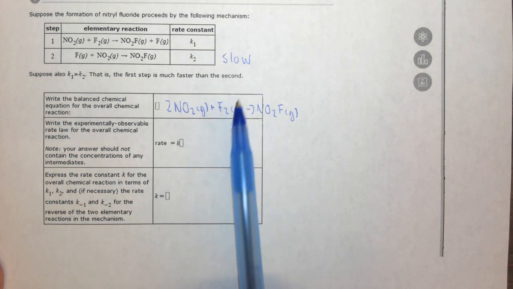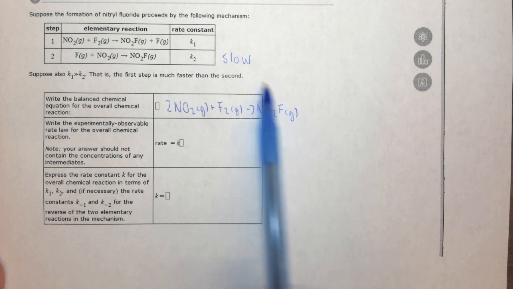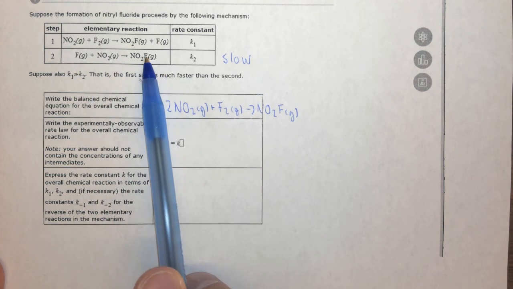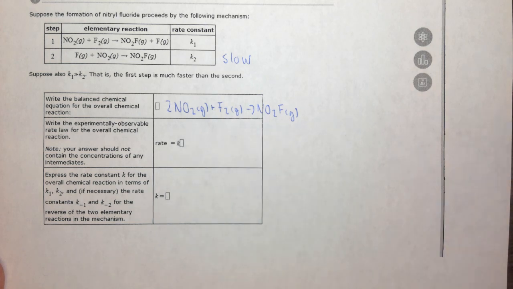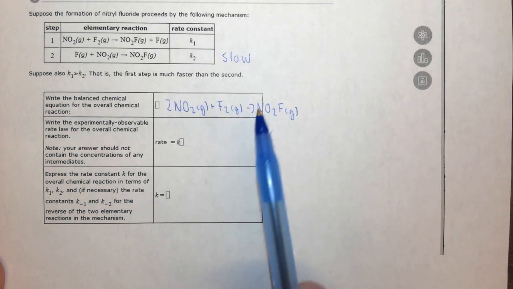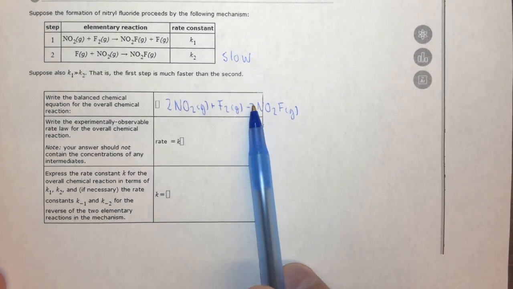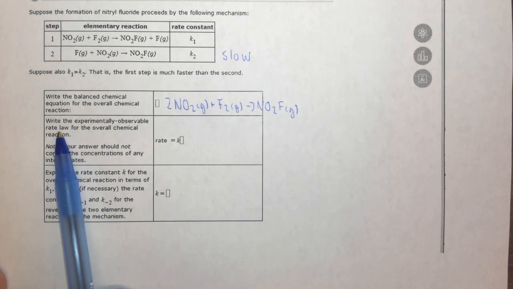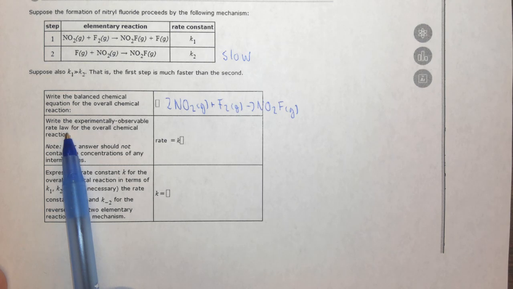And in several other videos on this playlist, or at least a couple, we've gone over how to do this. So you add all the reactants together, you add all the products together, and you cross out like terms, and that gives you the overall reaction. So I'm not going to talk about that here. Here, I want to spend some time talking about writing the experimentally observable rate law for this reaction.